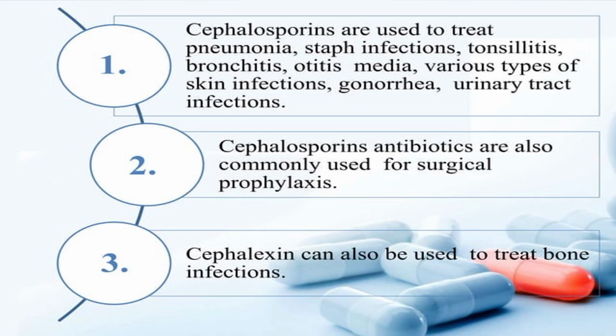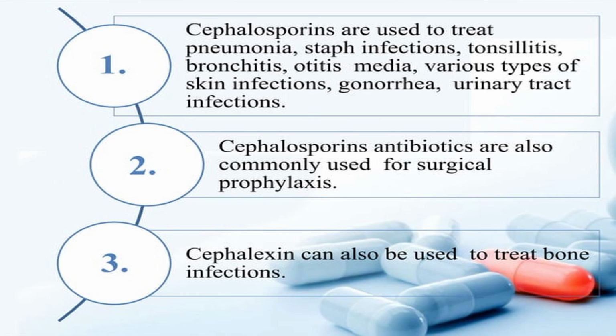Now this slide focuses on the types of diseases for which we can use cephalosporin. Cephalosporin is used to treat pneumonial infections, staph infections, swelling of the tonsil glands, that is tonsillitis, swelling of the bronchi, that is bronchitis, otitis media, and various types of skin diseases, and we can treat gonorrhea with the help of cephalosporin. We can use the cephalosporin drug to treat urinary tract infections as well.